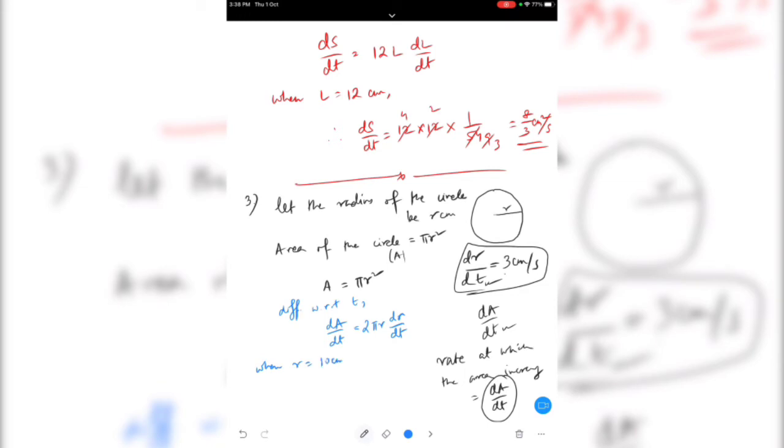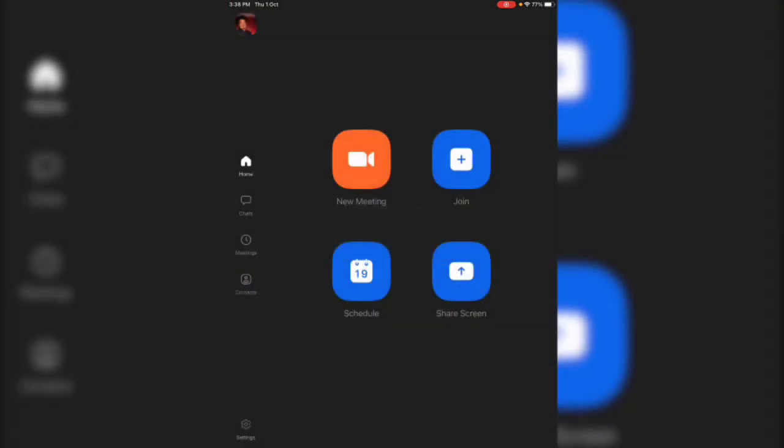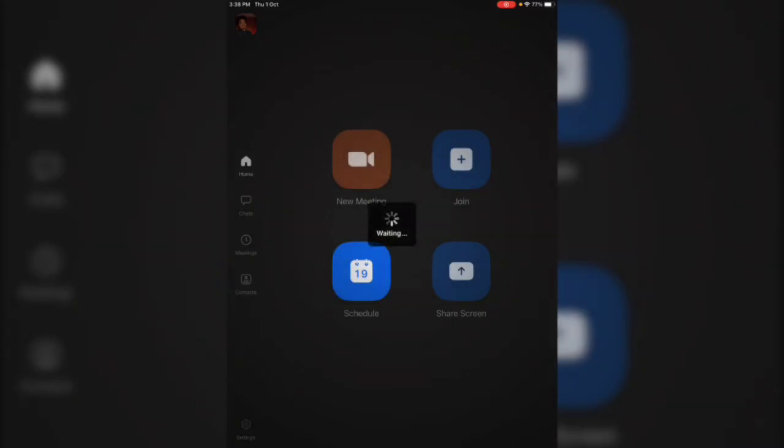10 centimeter. So the value of the radius is 10 centimeter.